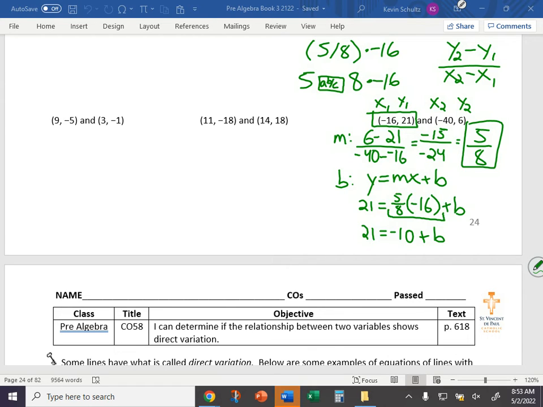Go ahead and do the last step here. Solve this one-step equation for b using opposite operations.